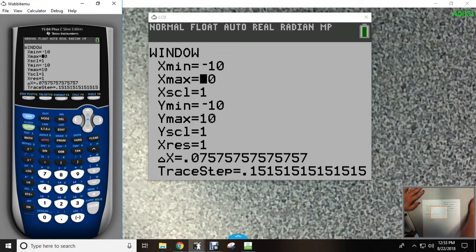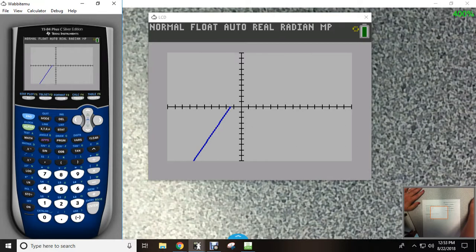X maximum. What do you think we ought to change it to? 15? You could go to 20? You don't have to go far because we were really close. And you don't all have to use the same numbers here. Now press graph and notice my graph is shifted just a little bit. On the x-axis, it now goes from -10 all the way to +15. So can you look at this and see where it touches the x? Yeah? Know what that number is? 12. It's a 12.